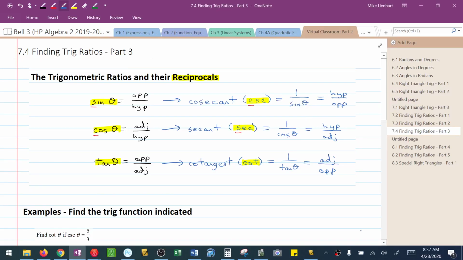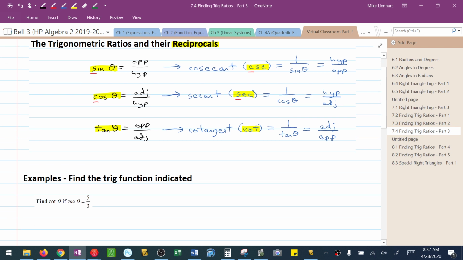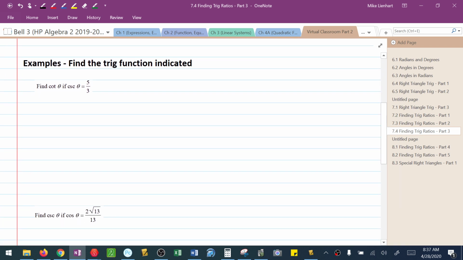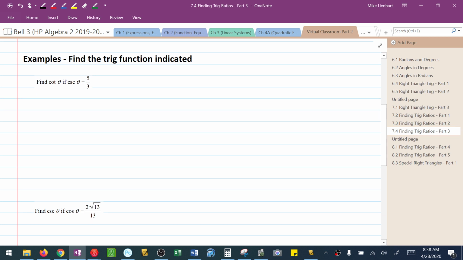For this video on finding trig ratios, what we're going to focus on, again, we don't have anything new to learn. We still have the trig ratios and their reciprocals, but what's going to change now is the given information. In this first problem, they're giving us a particular trig function and what it is equal to, and then they want us to find another trig function.